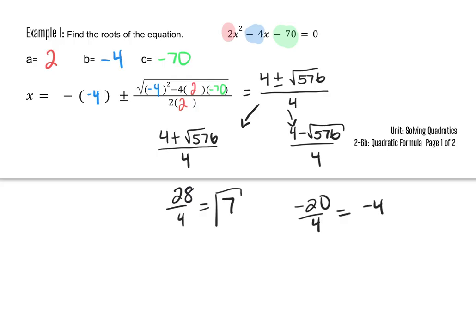So I have two answers that I'm going to write in set notation. x is equal to {-4, 7}. All I did was state my solutions together, and now I'm done.